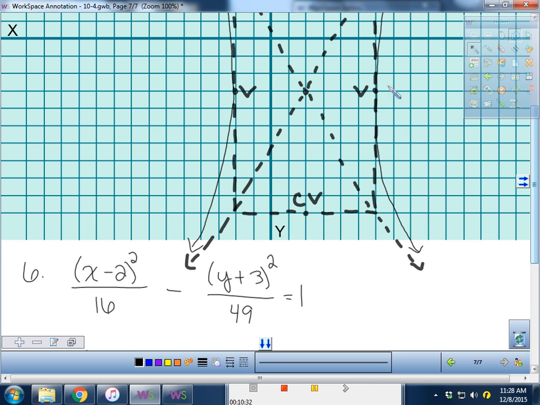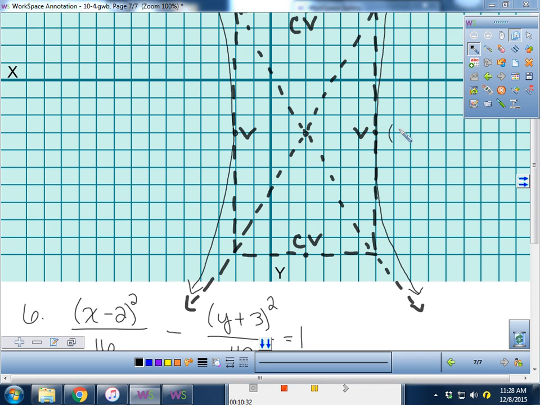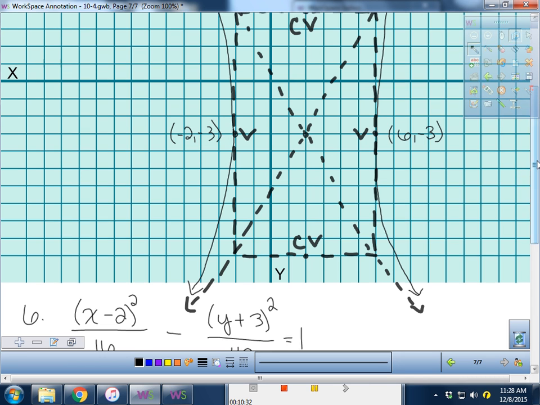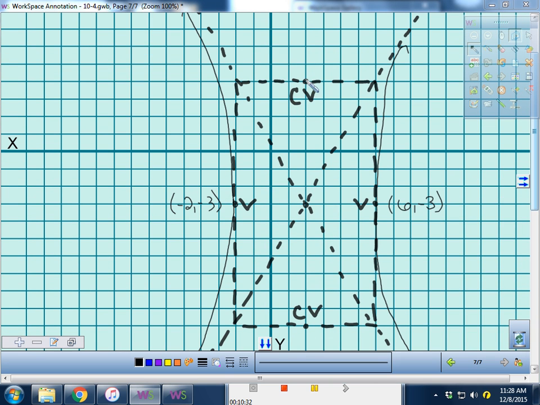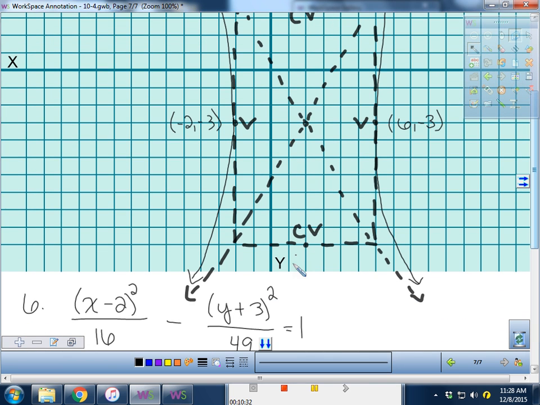And then you're going to label these. So this point right here is 6, -3. The vertex on this side is -2, -3. My co-vertex up top here is 2, 4. And my co-vertex on the bottom is 2, -10.